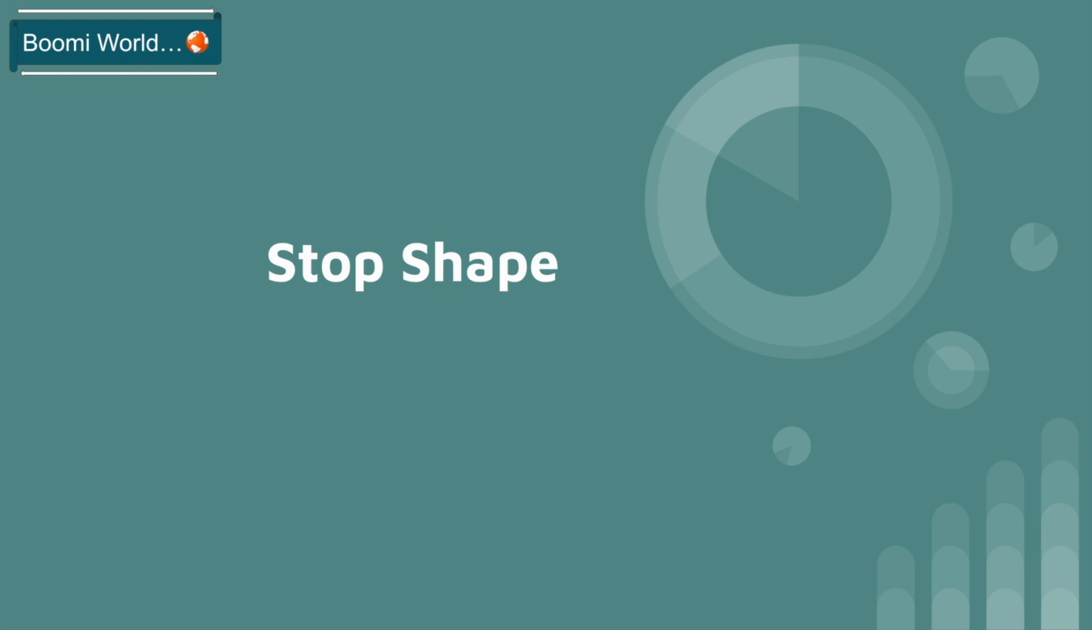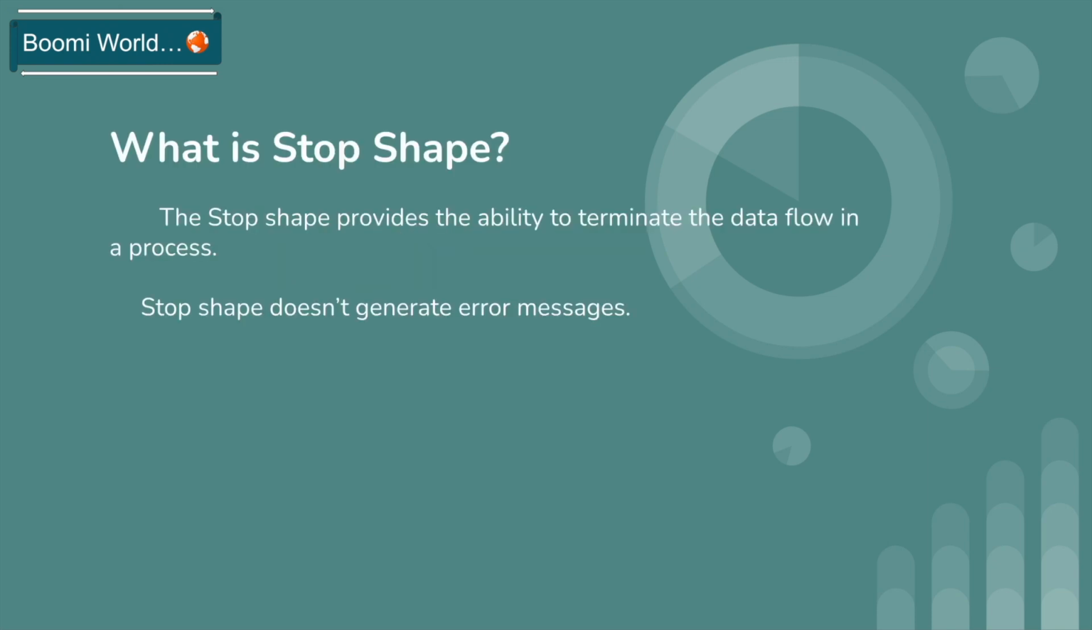So in this video, I'm going to discuss stop shape. First, we can look into what is stop shape. The stop shape provides the ability to terminate the data flow in a process, which means if you want to stop further processing of a document, you can use stop shape. Always, stop shape should be at the end of the process. Stop shape represents a successful conclusion.